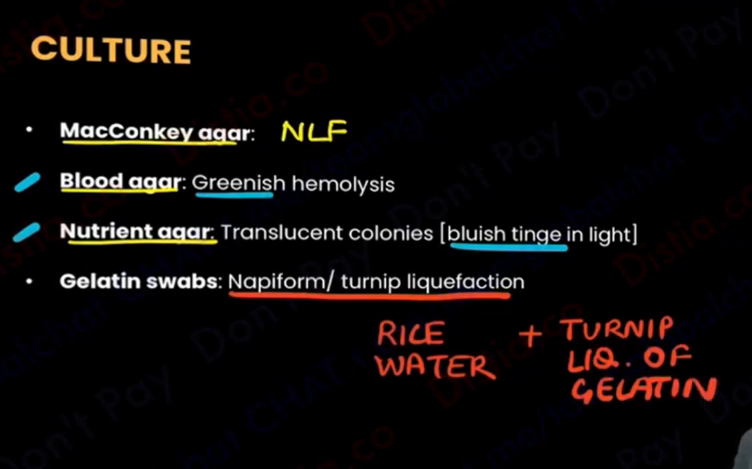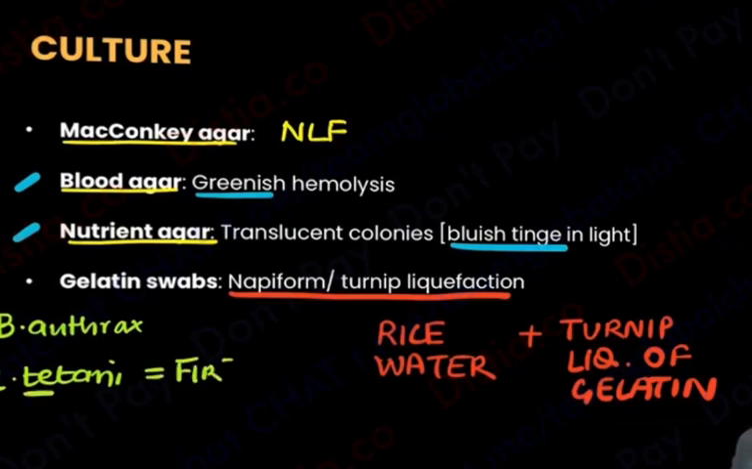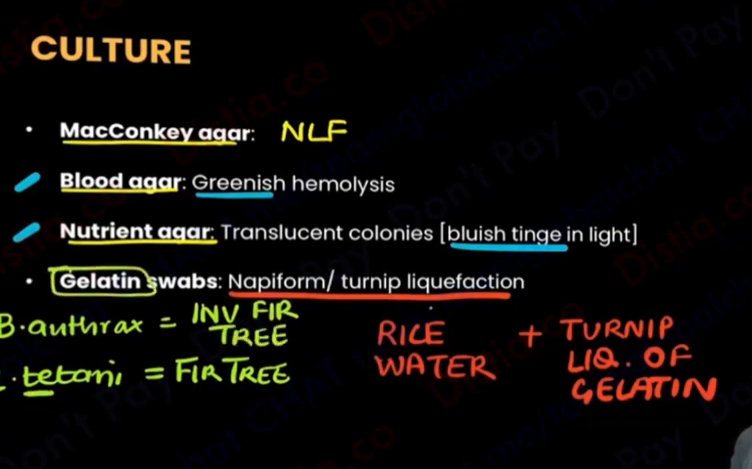What are the gelatin stabs that you have learnt up till now? If you remember, for Bacillus anthracis you had learnt. Then for Clostridium tetani, one was fir tree, one was inverted fir tree. So Clostridium tetani was fir tree, straight tree. Fir tree appearance was there, whereas Bacillus anthracis was inverted fir tree. Now I'm telling you that the gelatin appearance for Vibrio, because you have rice over here and you need a vegetable along with it, so you've decided to keep turnip along with it.